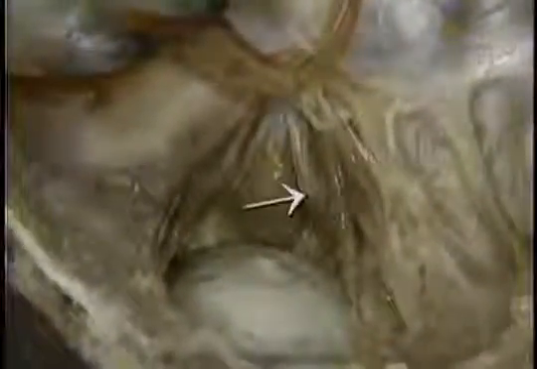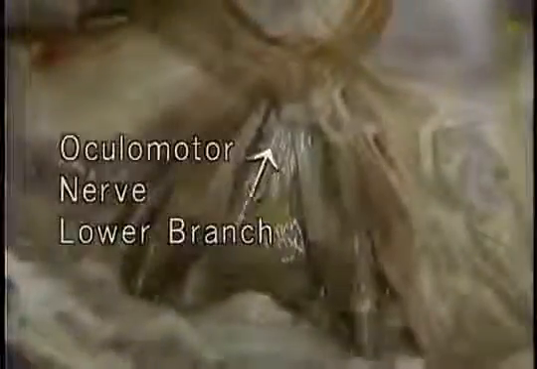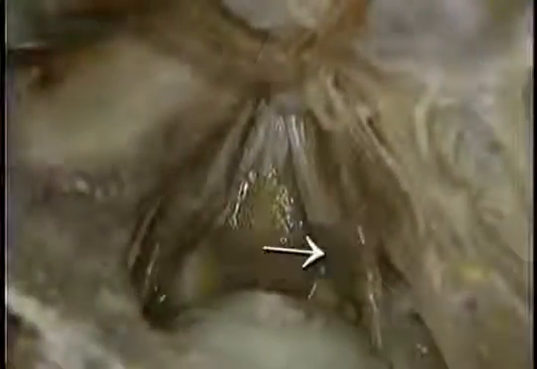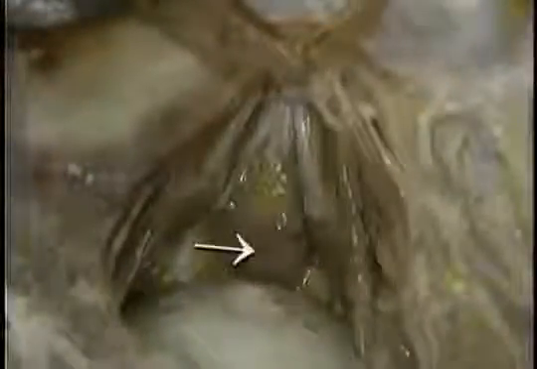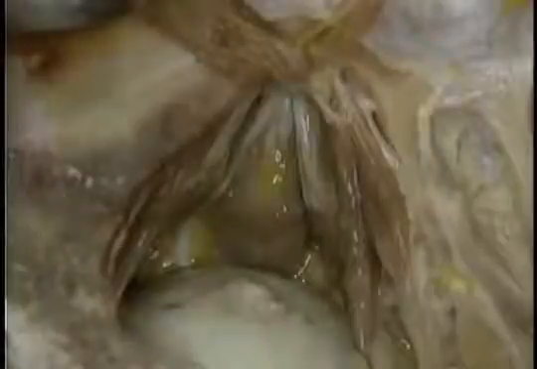Here again are the medial and lateral rectus muscles. Down here is the inferior rectus. The only muscle not on view here is the inferior oblique, which is beneath the eyeball here. Here's the lower branch of the oculomotor nerve. It supplies the medial rectus and inferior rectus and the inferior oblique muscles.